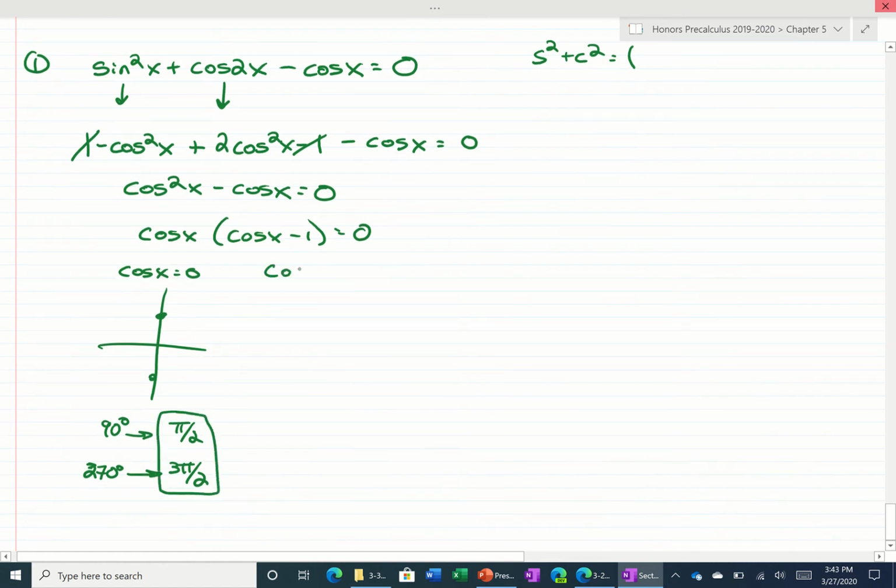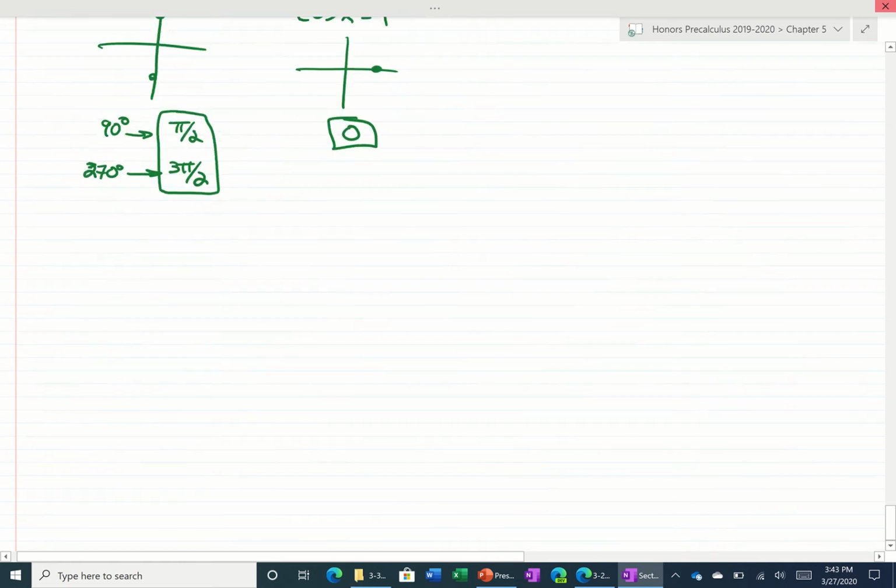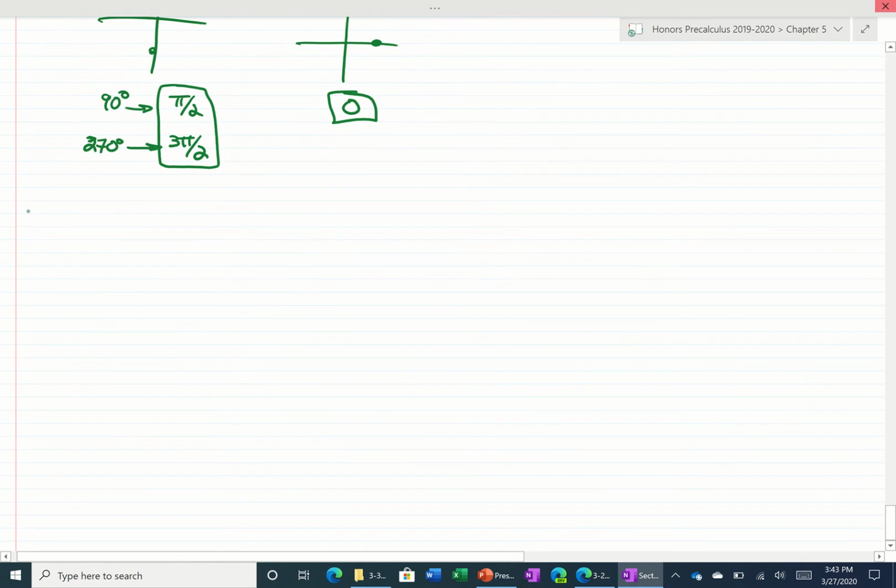And then when is the cosine of x minus 1 equal to 0, or when is cosine of x equal to 1? Well, it's a quadrantal angle, and that would happen at 0 degrees or at 0 radians. Okay, 4 more to go. Number 2. It says the sine of 2x sine of x plus cosine of 2x cosine of x is equal to 1.